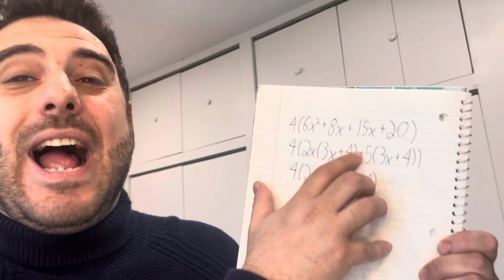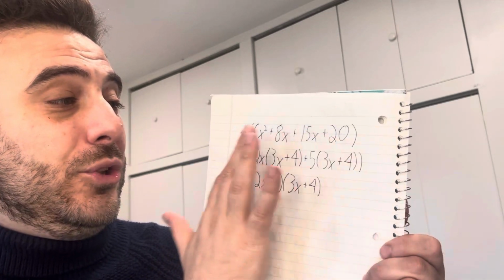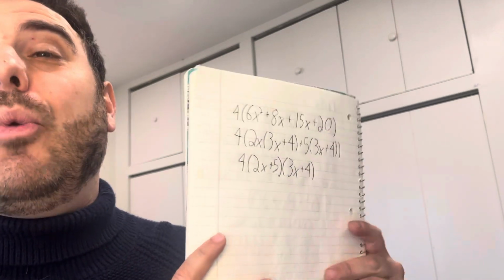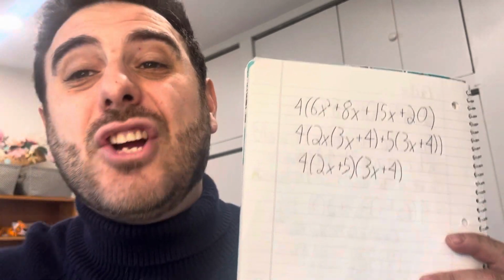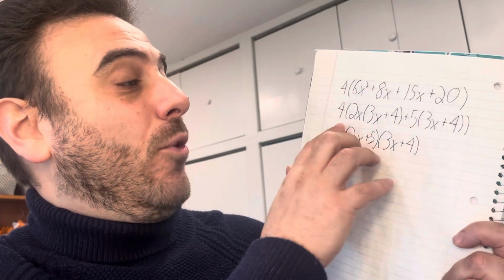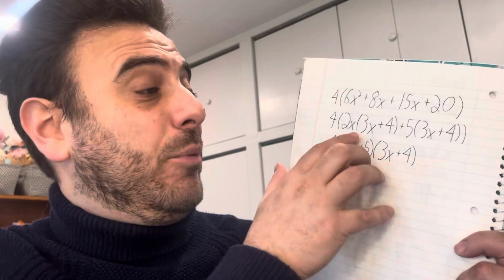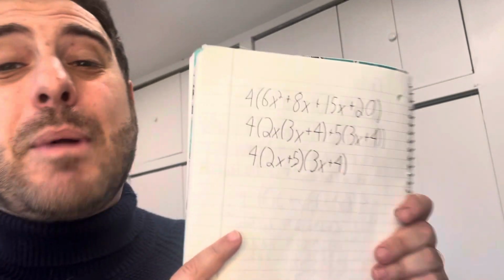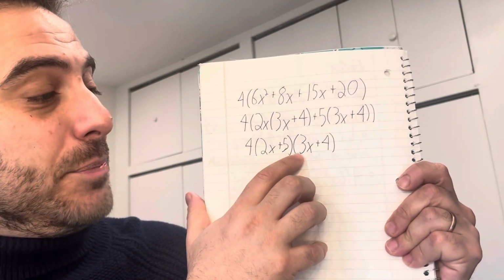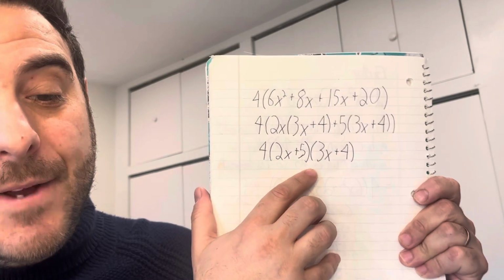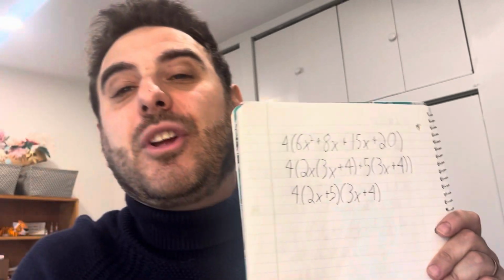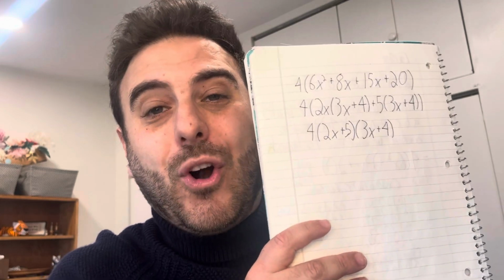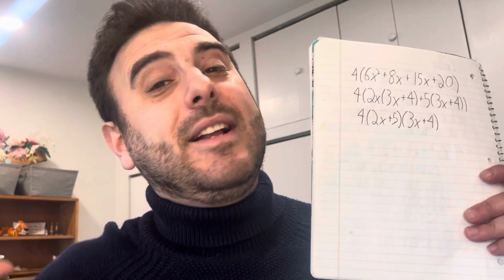Now, both of our two grouped terms have a factor themselves of 3x plus 4. So we can then put that in its own linear expression. And then we're just left with the coefficients of what was in front, which was 2x and a plus 5. So our final factored expression is 4 times 2x plus 5 times 3x plus 4. Or again, you can use the commutative property to reverse them, which would be 4 times 3x plus 4 times 2x plus 5. Whichever way you got it is fine.